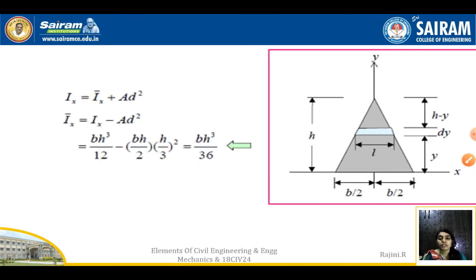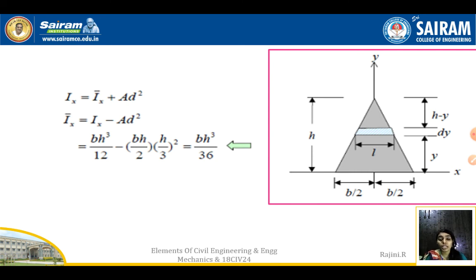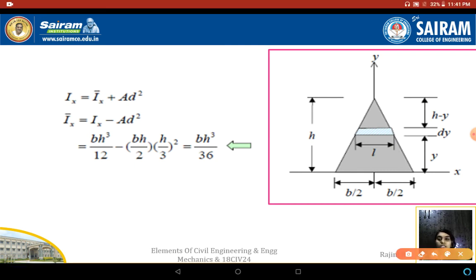After doing the integration part, we have to substitute in the main formula, that is the parallel axis theorem. I think you have seen the parallel axis theorem formula. Once again you can see this is the permanent formula to solve the problems, that is Ix is equal to Ix bar plus A d square. Here we are finding the centroidal moment of inertia, so we shift this side: Ix bar is equal to Ix minus A d square.